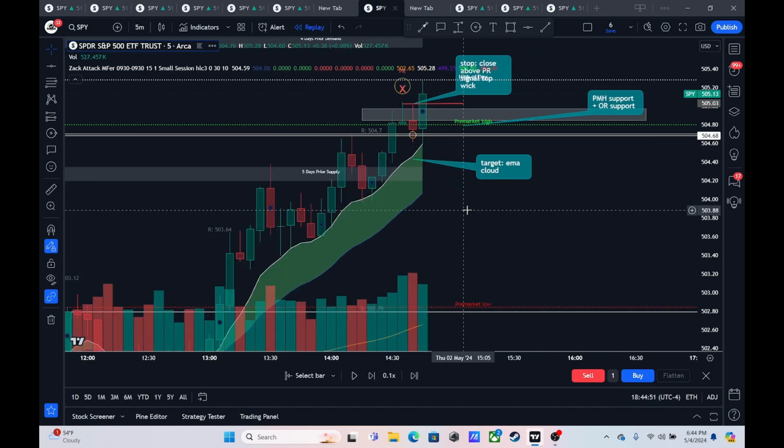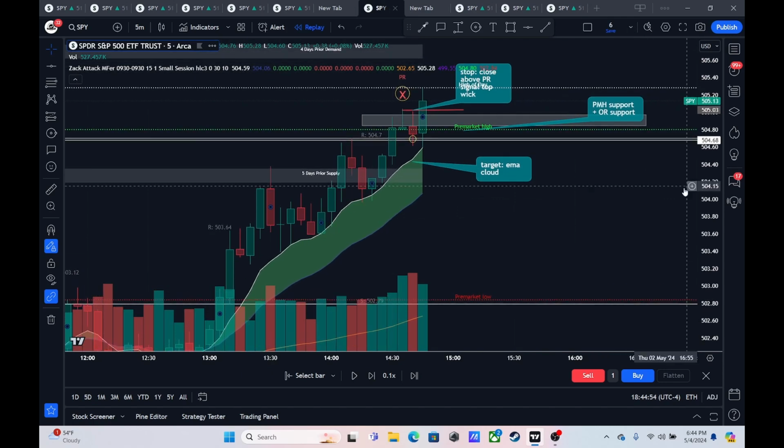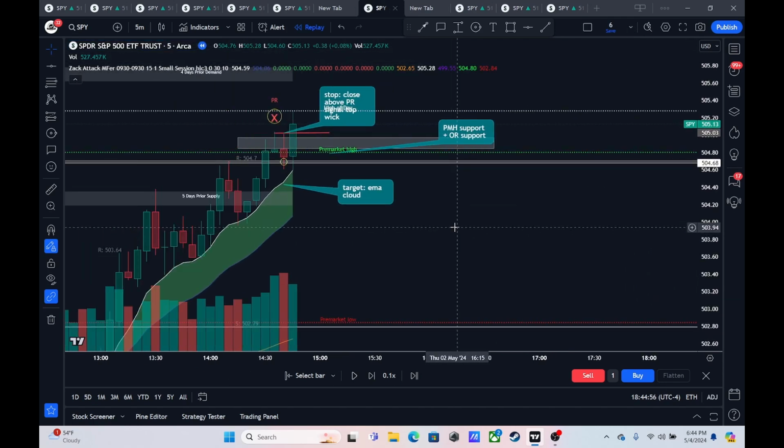So that is an example of a PR signal that just had some opposing support underneath it, and so it didn't get the follow-through that it wanted to have going back to the EMA cloud until after you were stopped out there.